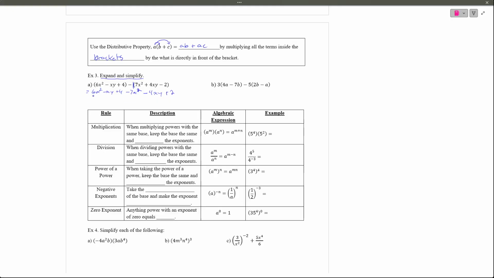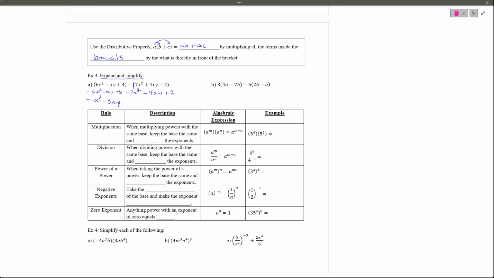I have an x squared here, 6x squared, and the only other one I have here is the minus 7x squared. So 6x squared minus 7x squared is just minus x squared. Here I have a minus xy. Do I have any other xy's? Right here. Minus xy, so that's the same thing as minus 1xy, minus 4xy. So that's going to give us minus 5xy.